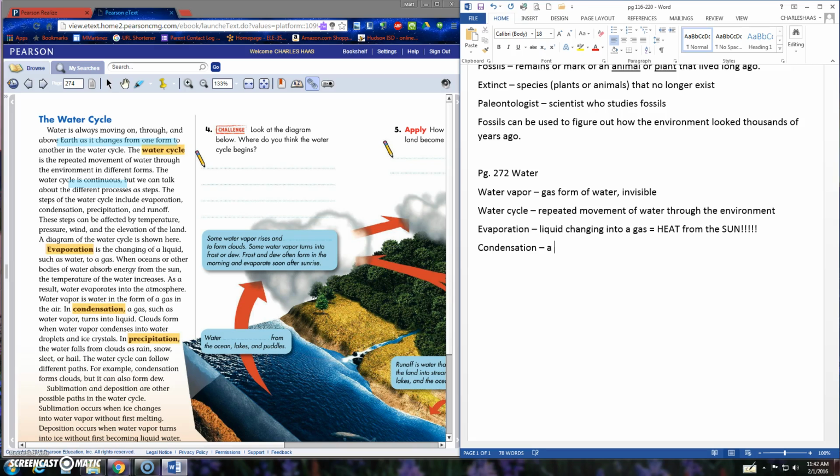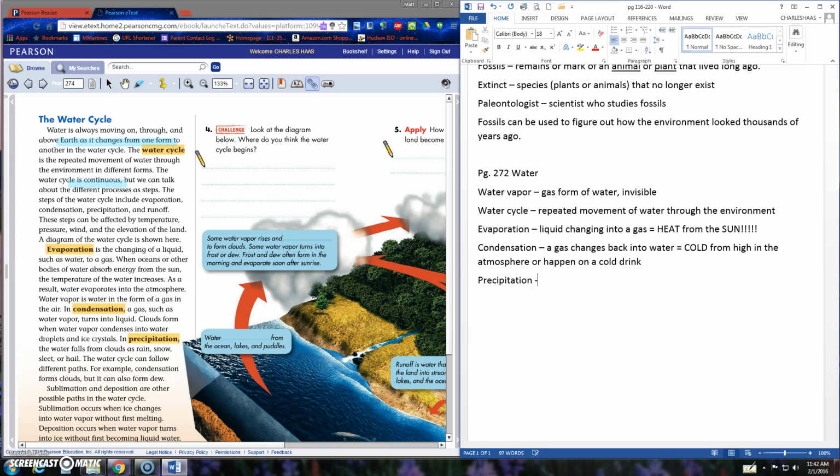Condensation is when a gas changes back into liquid water. And this happens with cool temperatures. Let's go with cold. Cold temperatures from high in the atmosphere. Or it can happen on a cold drink or cold cup. Something that's cold. We've got to have cold for condensation.